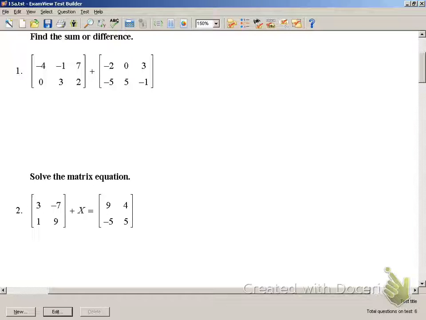So this is week number 15. Startup number 1 says find the sum or difference. We are looking at finding the sum on this particular problem.